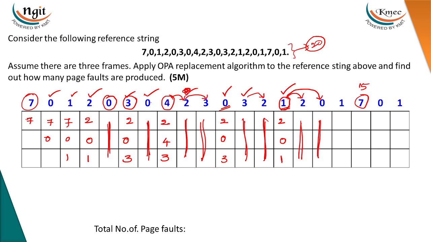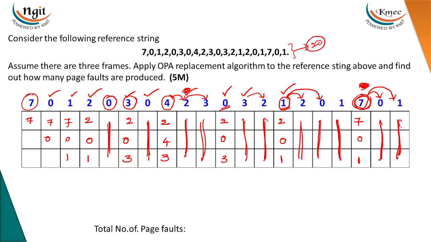Now 2 has no page fault because 2 is already there, 0 is already there, 1 is also already there. Now come to 7. 7 is not present in main memory, so we need to replace a page. But which one? Now look here. Immediately there is 0, so I am keeping 0. Then after 0 there is 1, so I am keeping 1. So in place of 2, I am replacing 7. Then 0 is already there, 1 is already there, no page fault.